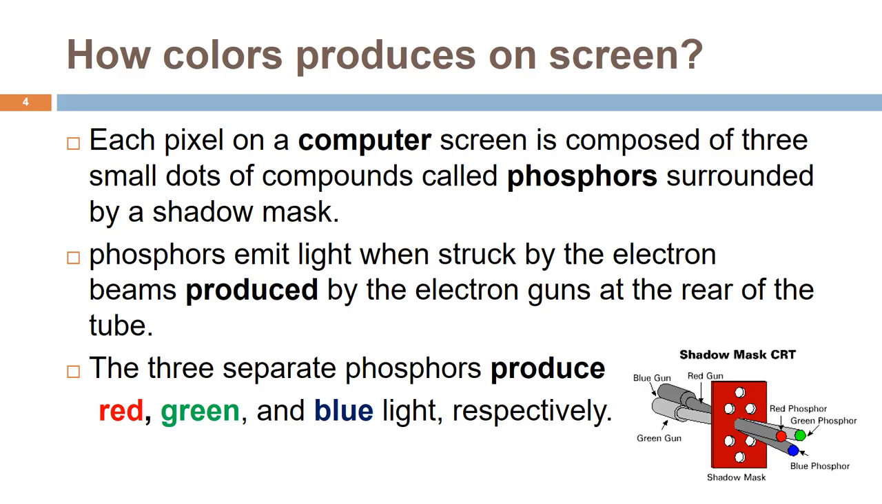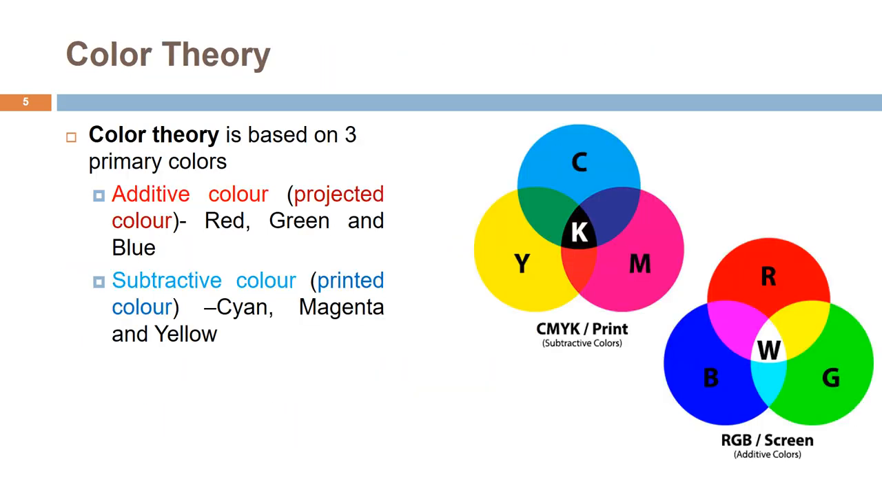Each pixel on a computer screen is composed of 3 small dots of compounds called phosphors surrounded by a shadow mask. Then, phosphors emit light when struck by the electron beams produced by the electron guns at the rear of the tube. The 3 separate phosphors produce red, green, and blue light, respectively.